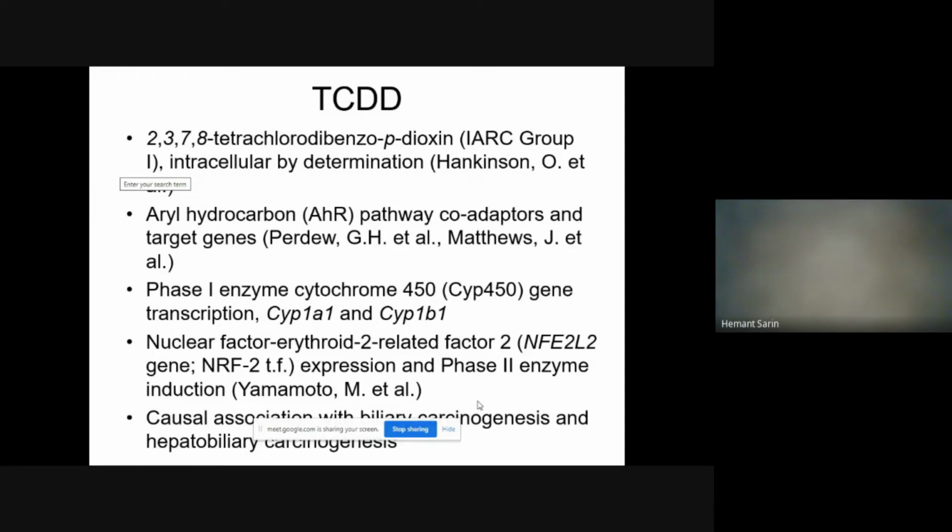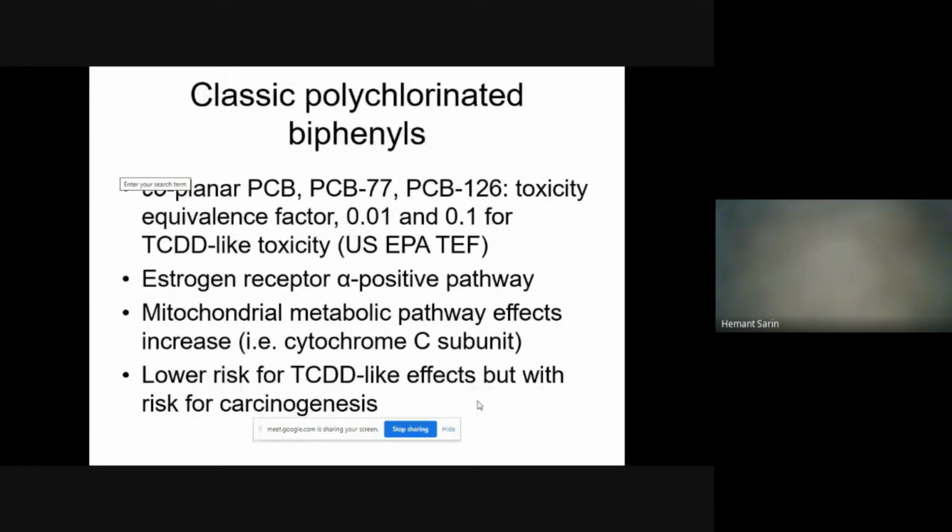All in all, there's a causal association with biliary carcinogenesis and also hepatobiliary carcinogenesis. Other molecules in this subclass of polyhalogenates are the secondary PCBs. These are coplanar, dioxin-like PCBs, and these are less toxic. They can be compared to TCDD as far as toxicity. They're similar, but somewhat less.